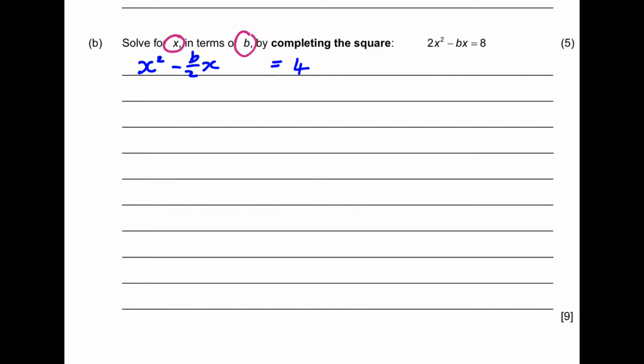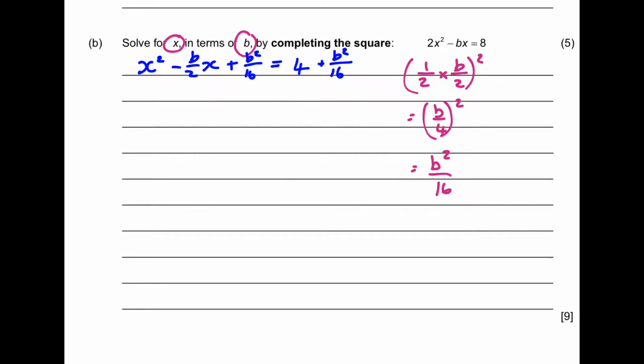Now for the middle term, remember that how we get that is we say a half times the coefficient of x, which is b over 2, and we square that. So in this case, that's going to be b over 4 squared, which is equal to b squared over 16. Right, so that's our middle term, or our term that we're adding. So we're going to add b squared over 16 here, and we must also add it on the right-hand side so that we keep the equation balanced.